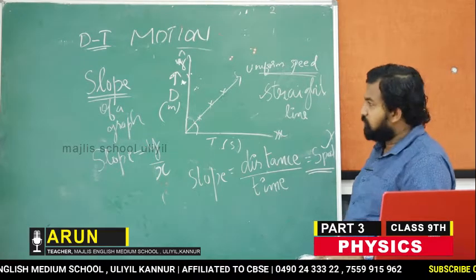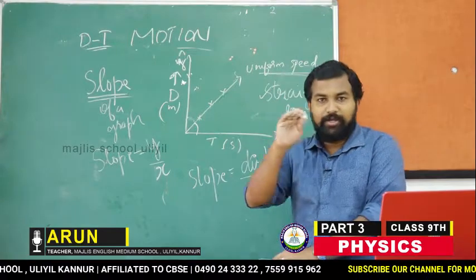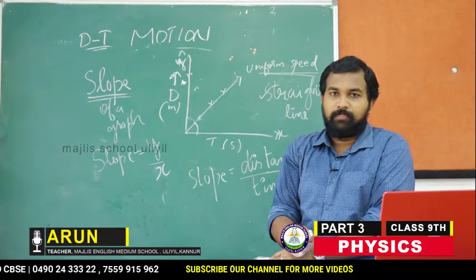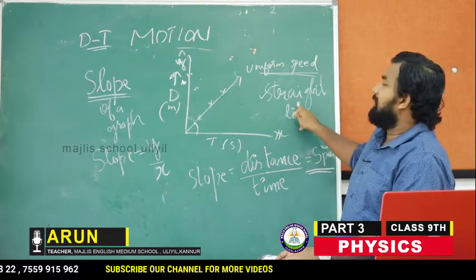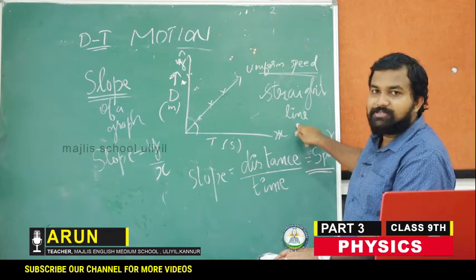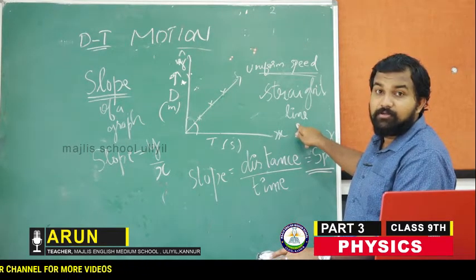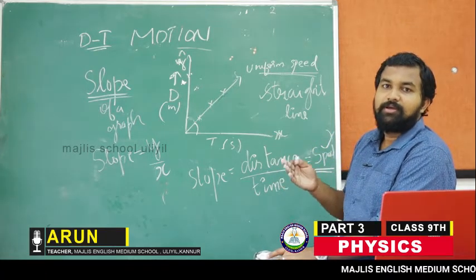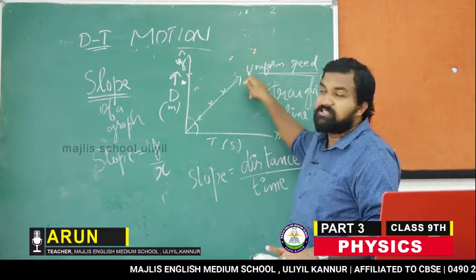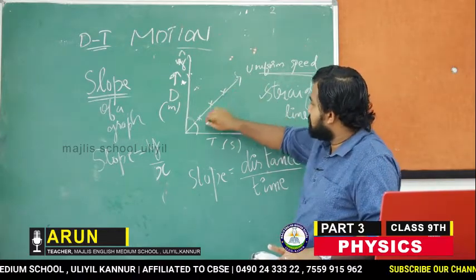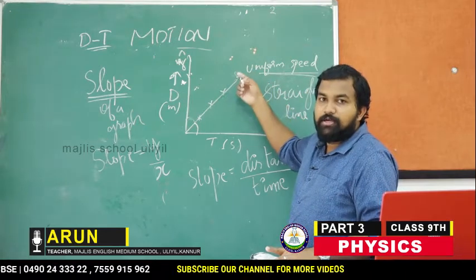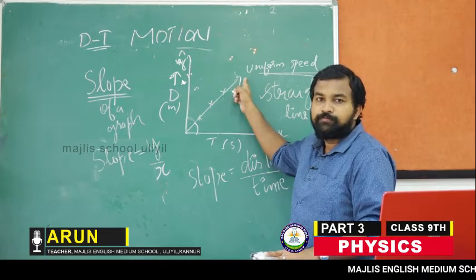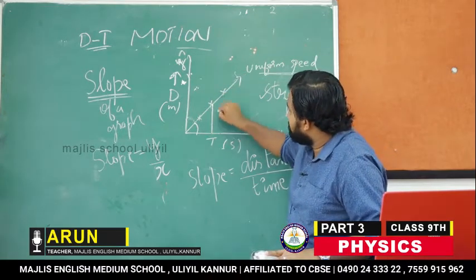Clear? Okay. So, there are three different types of graph: body at rest, body moving with uniform motion, and body moving with non-uniform motion. The straight line graph in a distance-time graph will represent uniform motion. The slope of the distance-time graph will represent the speed with which the body is moving. If you want to find out the speed of the body moving, what do you have to do? Just take the difference between the two terms.